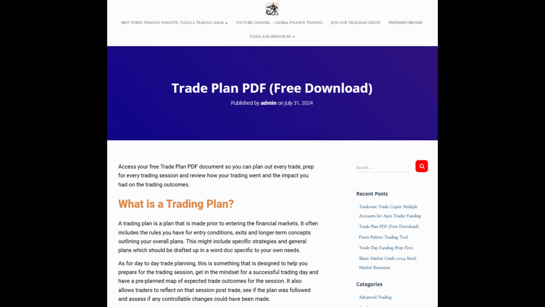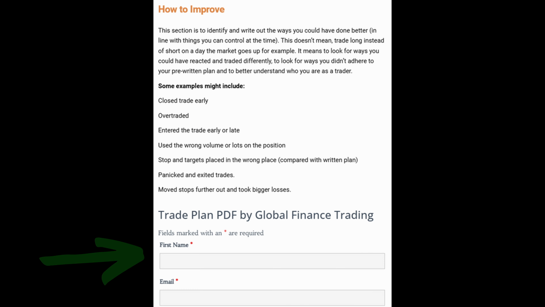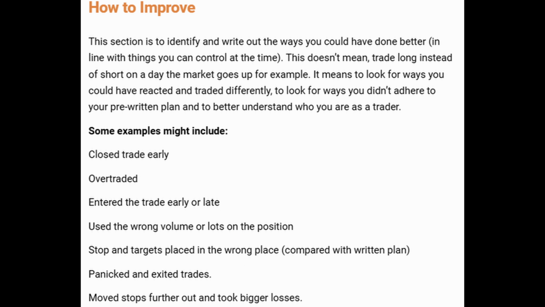So we're over here on the website, and it details a range of information. So here's the form that you would fill out to actually get access, and that will be emailed to you as a PDF. Here's a few things that you might write in the how to improve section.